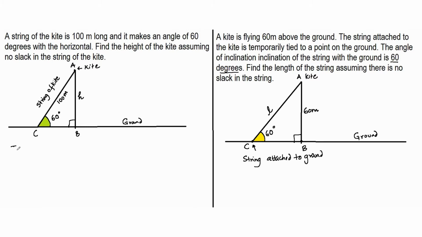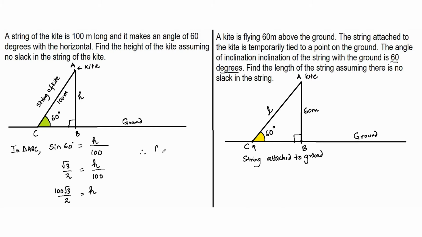So in triangle ABC, I now have to find a suitable ratio which will join the opposite side with the hypotenuse, and that ratio happens to be sine. So I can say that sine 60 is equal to the opposite side, which is h, divided by the hypotenuse, which is 100, right? And I know that sine 60 is root 3 upon 2, equal to h upon 100. And therefore 100 goes to multiplication. So this is 100 root 3 upon 2 is equal to h.